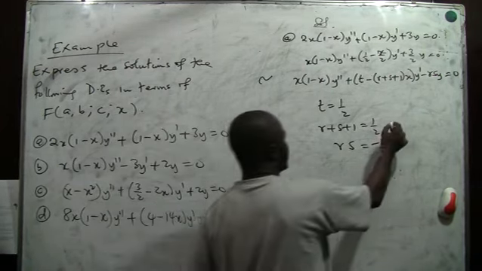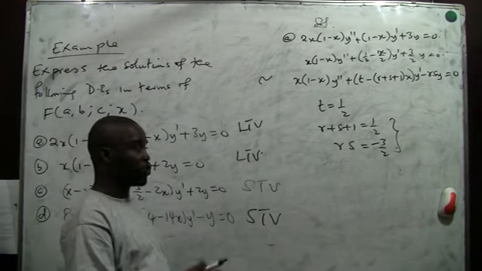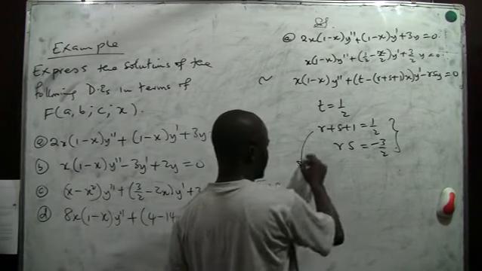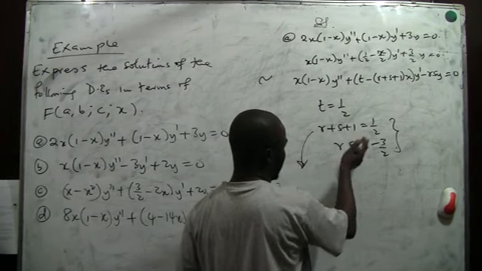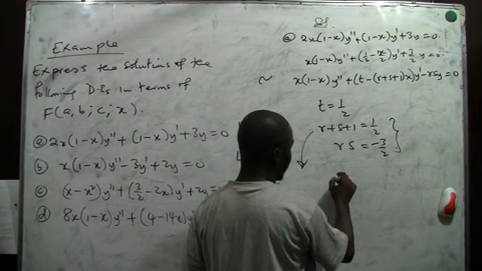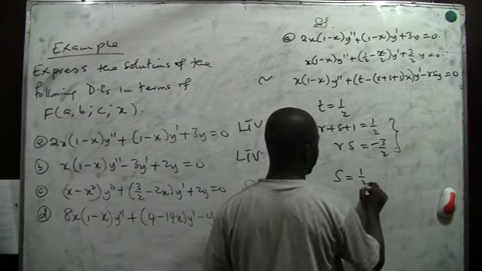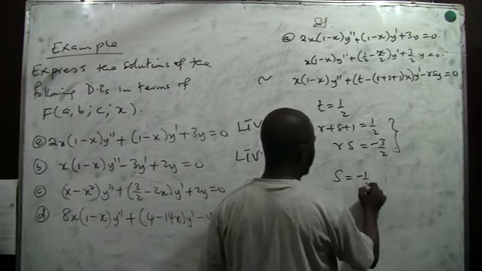So I need to solve these two equations to obtain the value of r and s respectively. How do we do that? From the first one, from here, we observe that make either r or s subject of the formula, that our s equals half minus 1, equals minus half minus r.